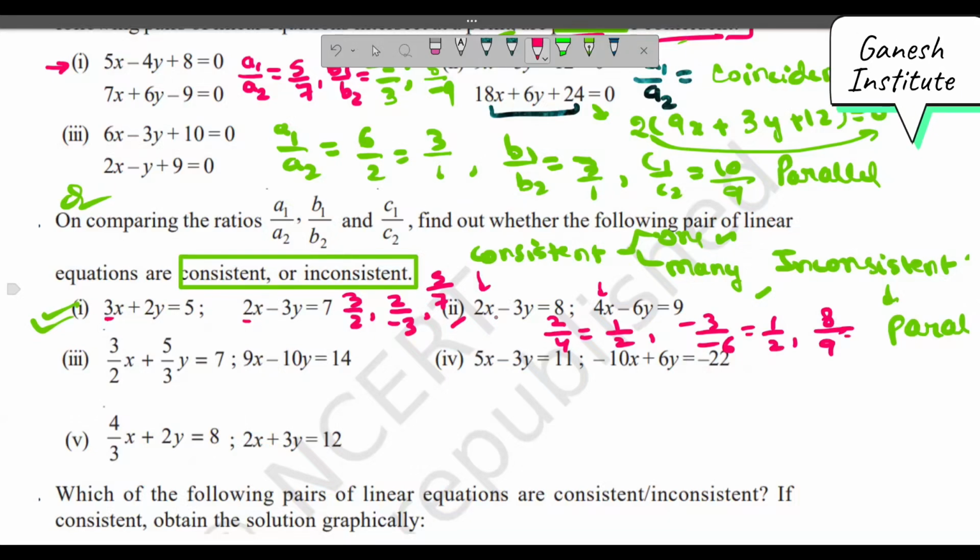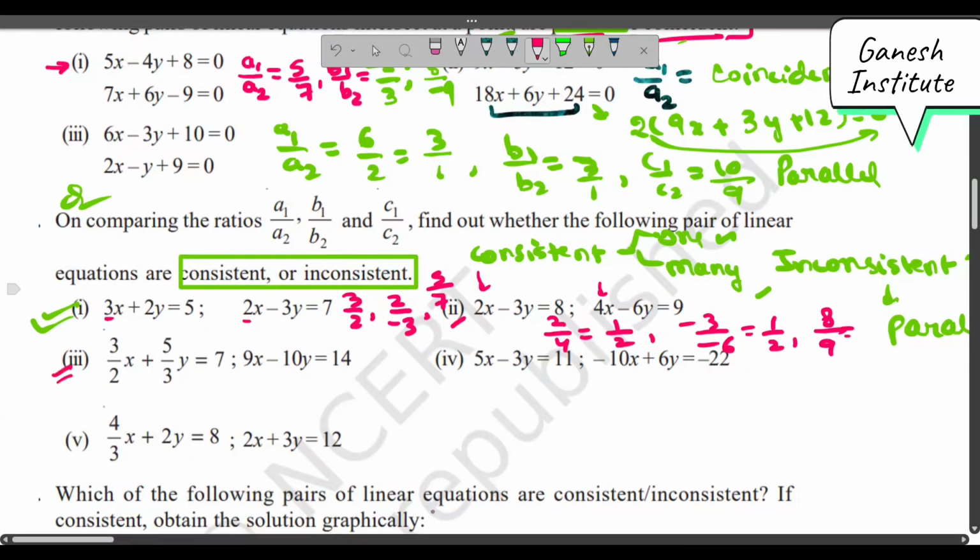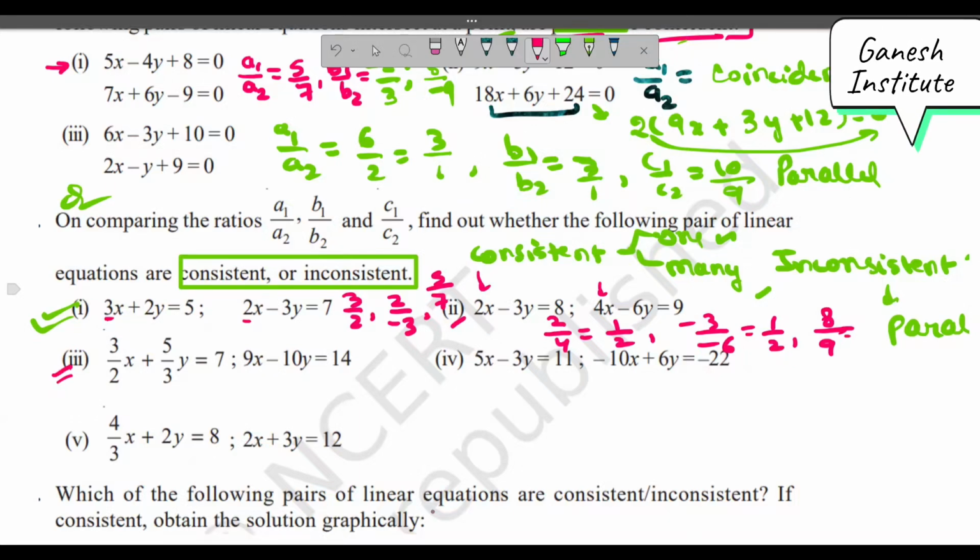Okay, this is in fraction. So it is already okay. So this is in fraction. So there are twos. Okay, and then 3 by 2, 5 by 3, 7. Okay, couldn't you find the LCM for this one?